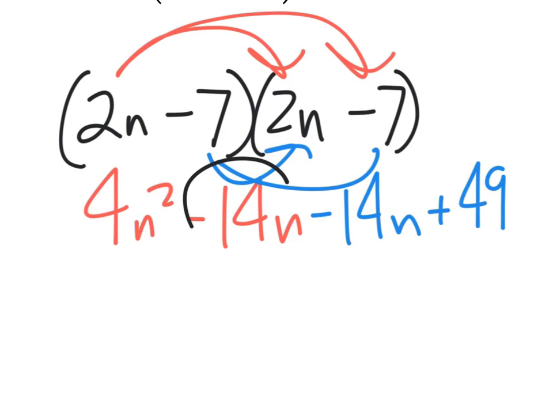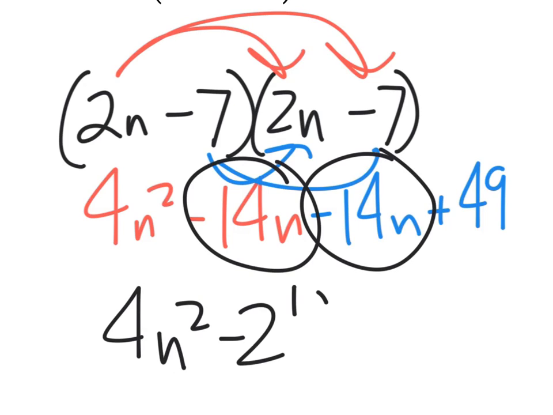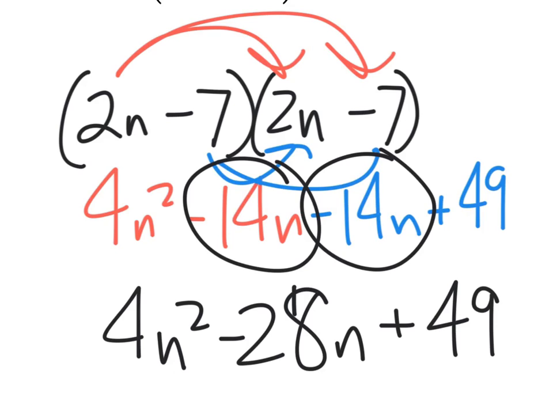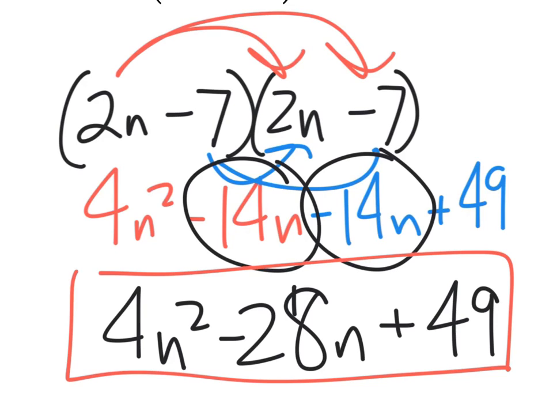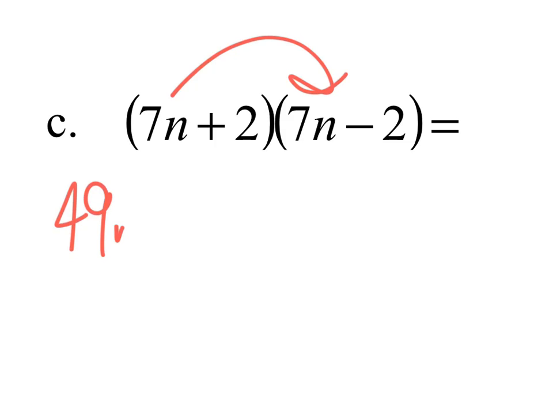We've got to do a little combining of like terms, and I know that we can combine 14n and 14n. So what is this answer simplified? 4n squared minus 28n plus 49. And that is our answer. Let's FOIL question C. We're going to do 7n times 7n is going to give us 49n squared.